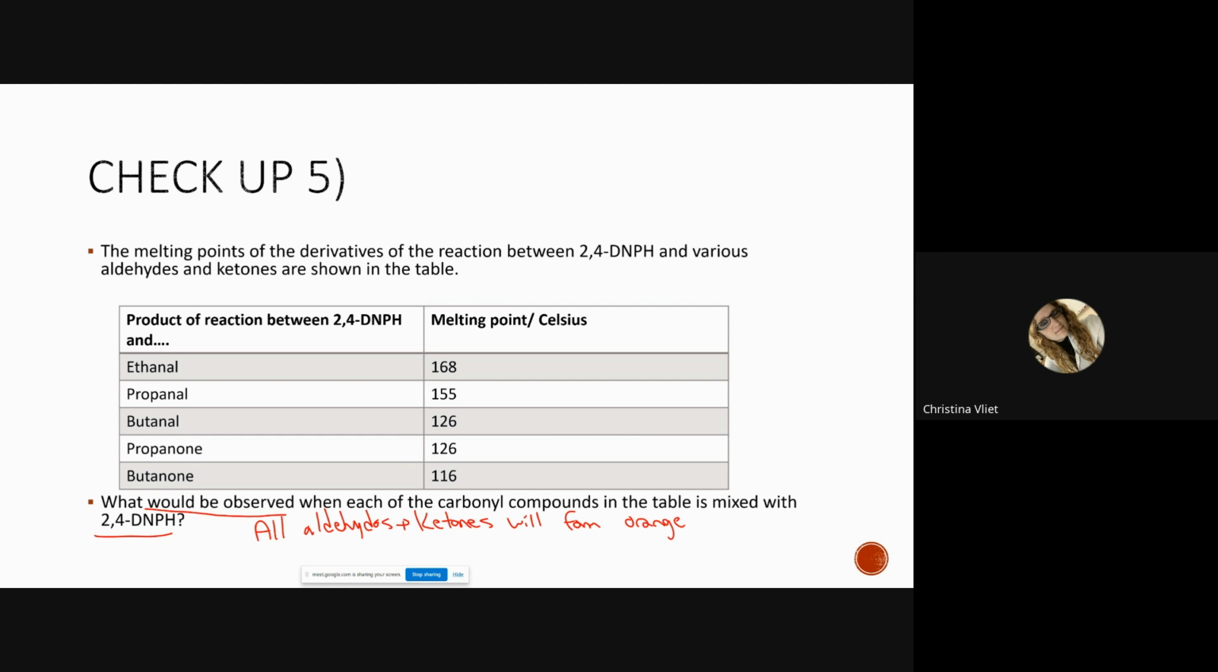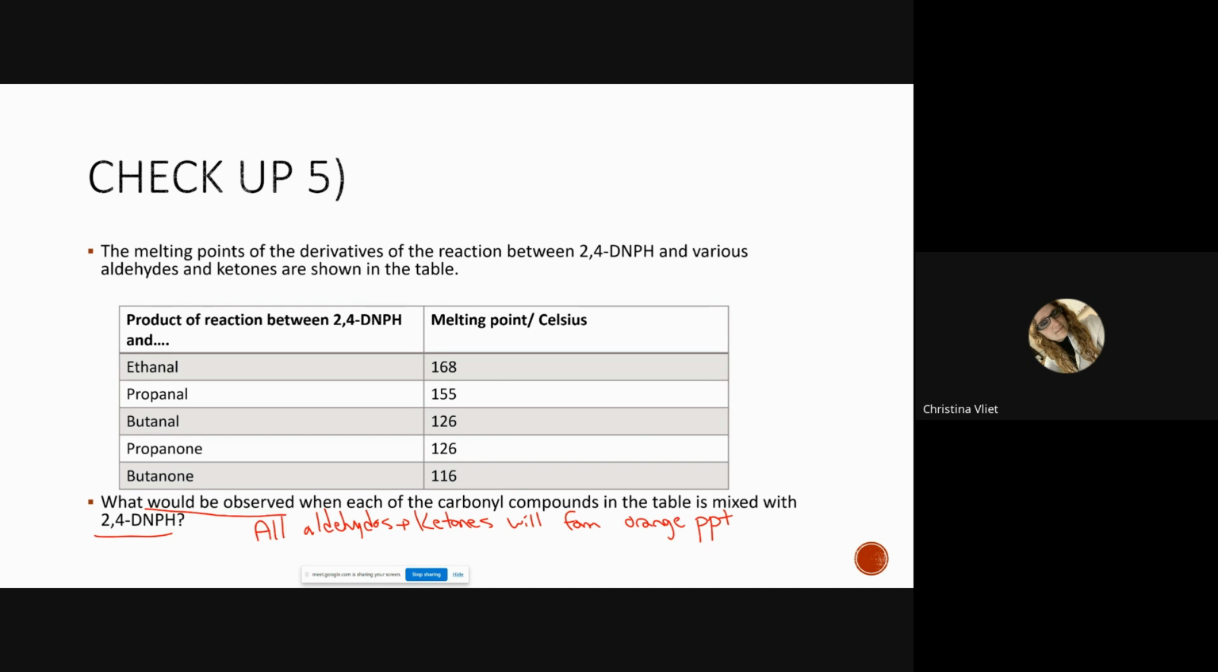Cambridge allows you to write what for precipitate? Do you remember? I'm sure you can write PPT. If you don't want to write all those letters, like I don't, you are allowed to write PPT. They write it in their mark scheme. Orange PPT. But it is like you get a solid orange out of it in every case. So that was that checkup. All aldehydes and ketones will form an orange solid PPT.